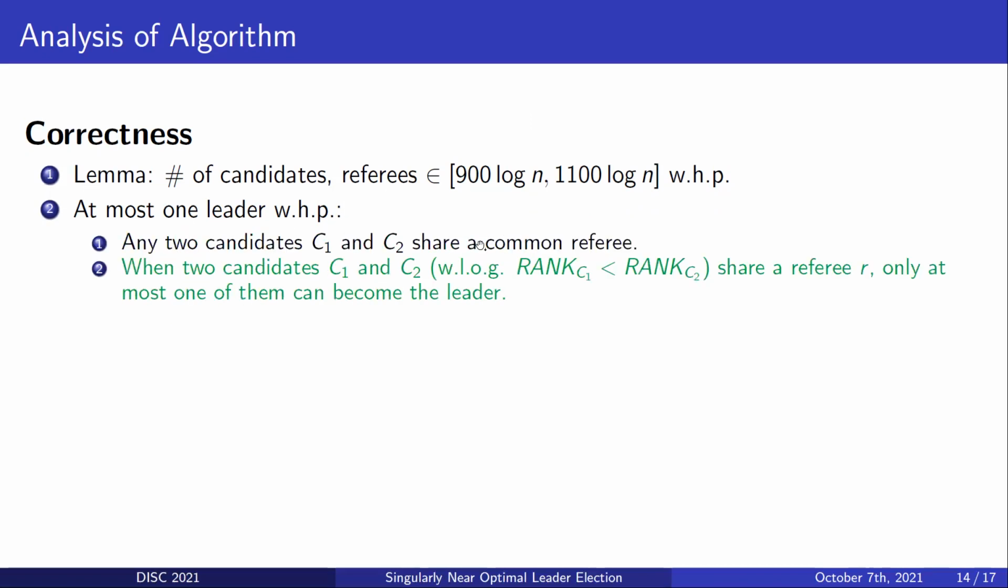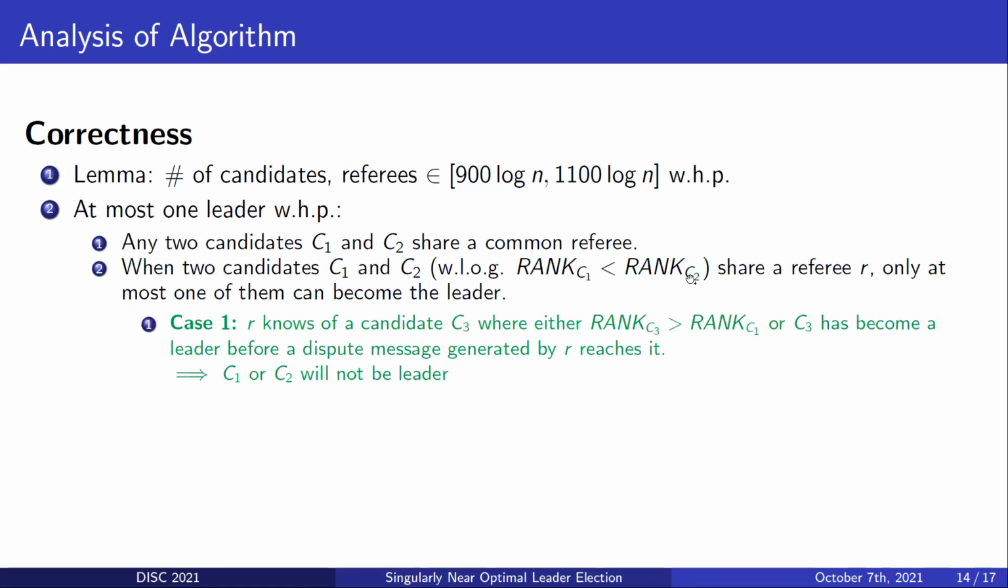So with that shown, we show now that when 2 candidates share a common referee, at most one of them can become the leader. In the course of showing this, let's assume that without loss of generality, the rank of C1 is smaller than rank of C2. Now, there are 3 cases that cover all possible situations. In the first case, the referee already knows about some other candidate, C3, and C3's rank is greater than C1. In this case, even if C1's candidacy message is heard, it'll be rejected, in which case C1 won't be the leader.